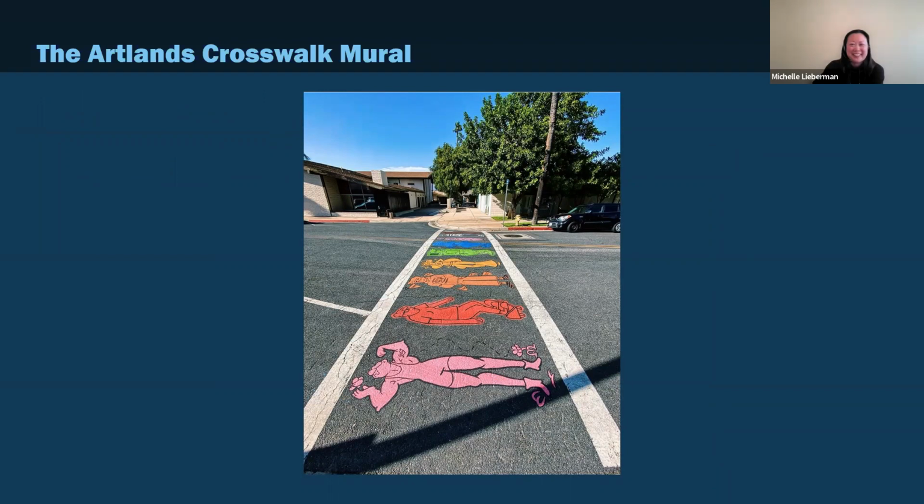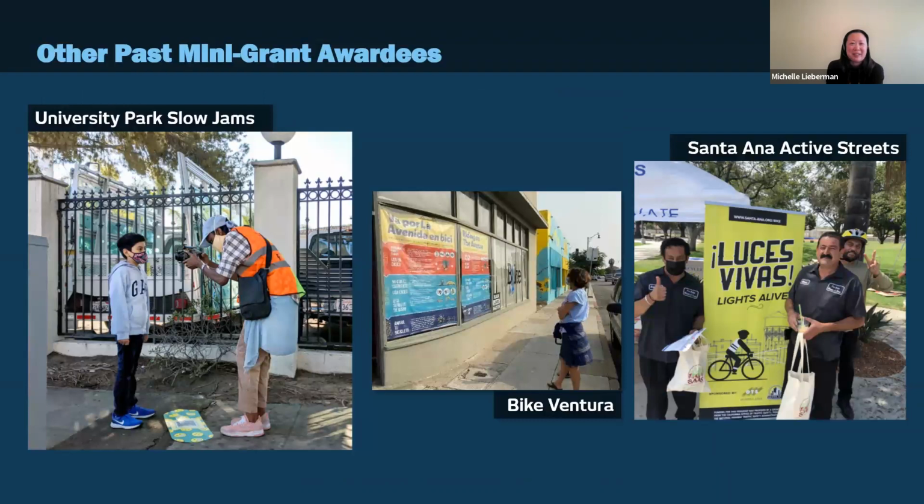Yeah, thank you. So to give you some ideas of other past mini grant awardees, here are some images on the screen. The first on the left, University Park Slow Jams. They did a really creative engagement project where they had Band-Aids that community members put on things like cracks in the sidewalk to indicate areas of concern. Bike Ventura here in the middle put educational materials in storefront windows. And then here on the right, Santa Ana Active Streets used their mini grant to support their Luces Vivas project to distribute bike lights and do safety education pop-up booths.